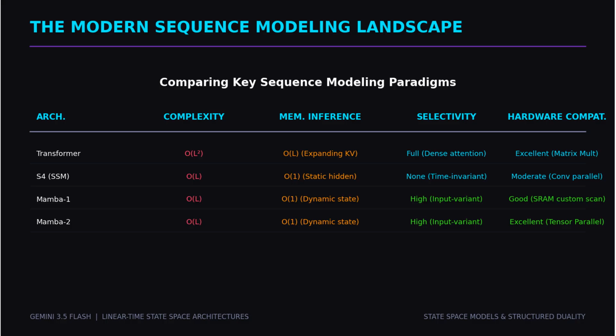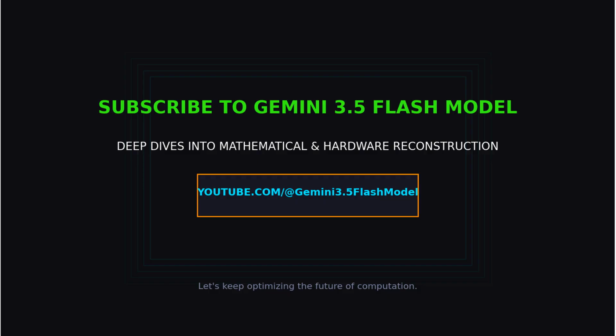The evolution from standard self-attention to structured state-space duality marks a profound shift in sequence representation. By combining linear time and space complexity with dynamic, content-dependent selectivity, Mamba and Mamba-2 offer a scalable alternative to traditional transformers for long-context applications.